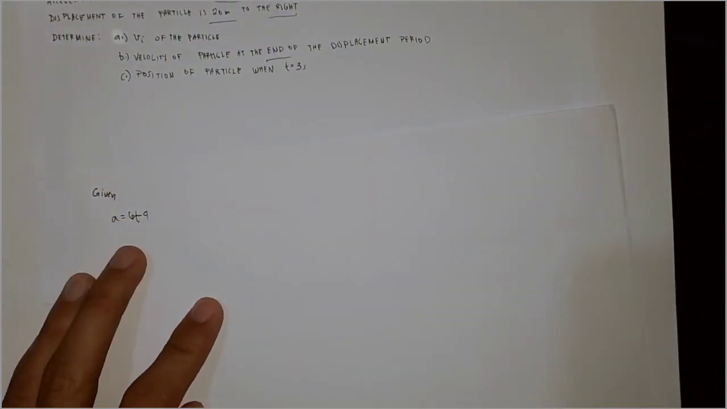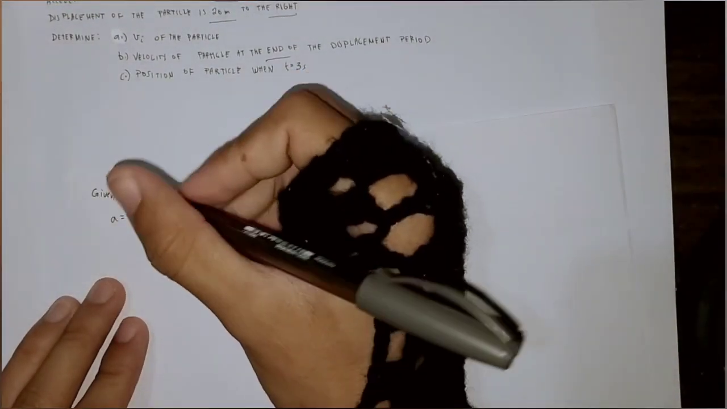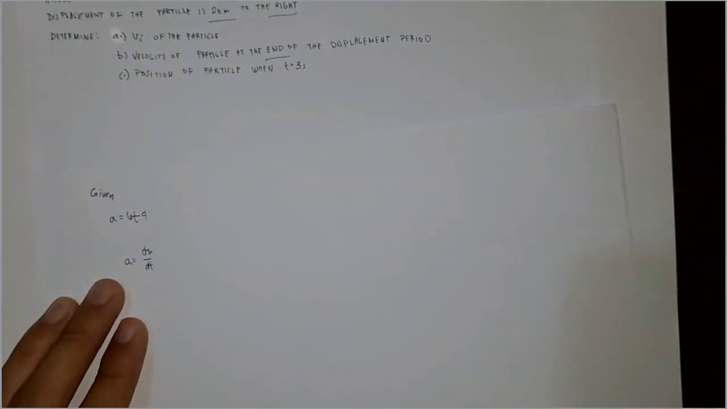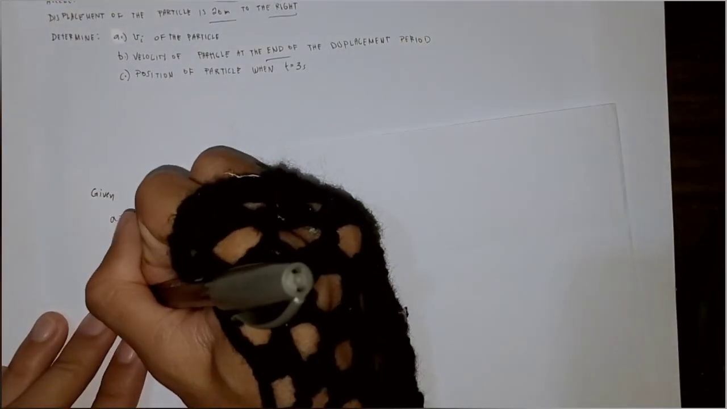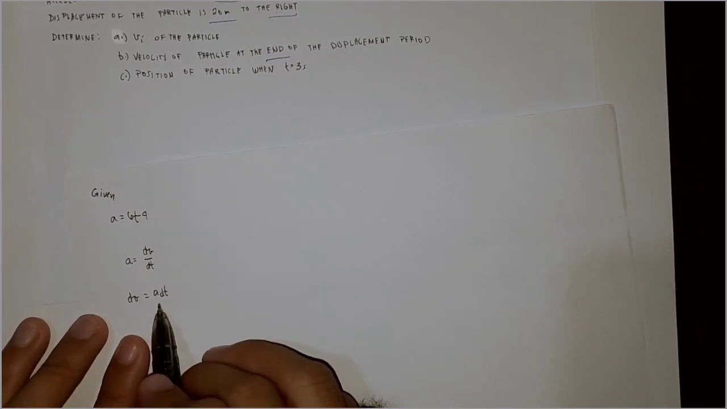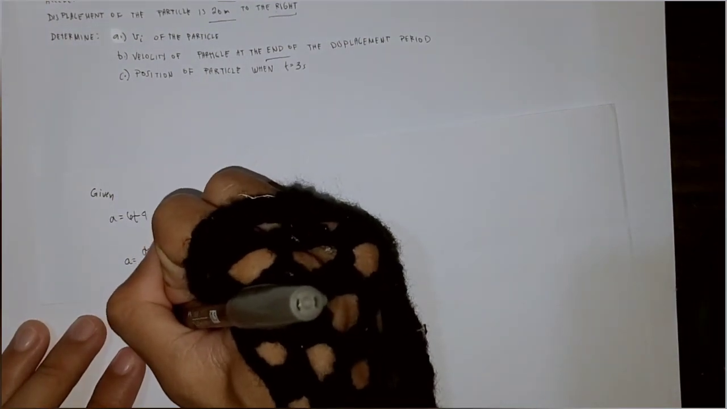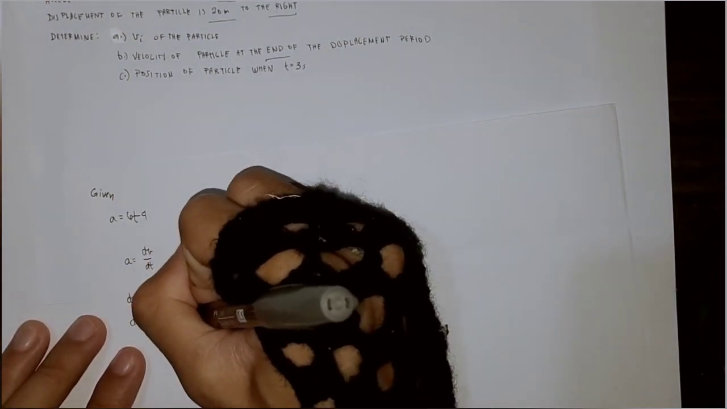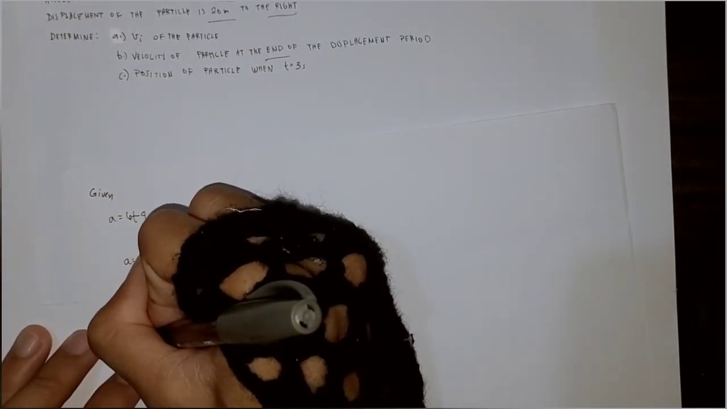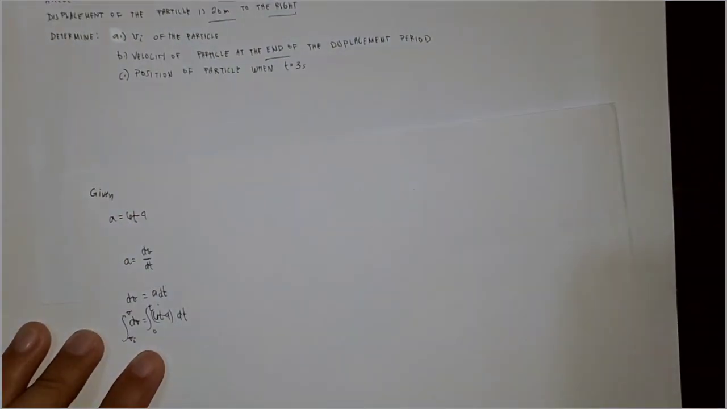And then, all we need to do to find the initial velocity is to derive a formula using the kinematic formula. a is equal to the derivative of v with respect to time. Then we rearrange this formula into dv = a dt. Then we substitute the value of a. We have dv = (6t - 4) dt. And then we integrate with the limits of v initial to v, and then 0 to t.